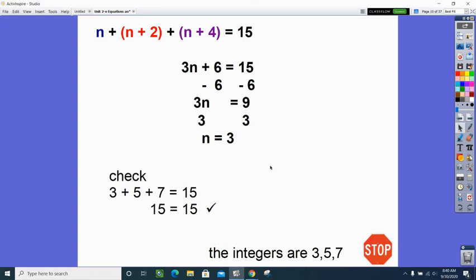Please, as you start to practice, remember to always do the 5 steps. Define your variable, write an equation, solve the equation showing proper steps, check your answer, and always make sure to answer the question asked.